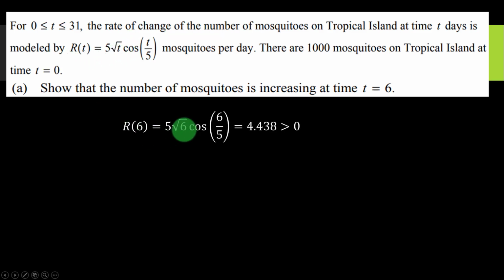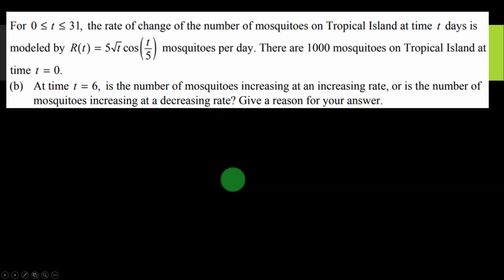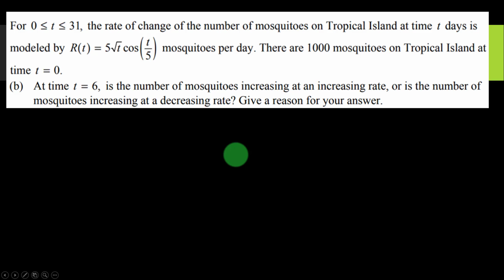So we plug in 6, making sure we are in radian mode, and we get 4.438, which is greater than 0. And we get 1 point for this. I'm happy with the 1 point. It was a quick one. We just had to evaluate a function. That's nice. 1 point. Quick and easy.